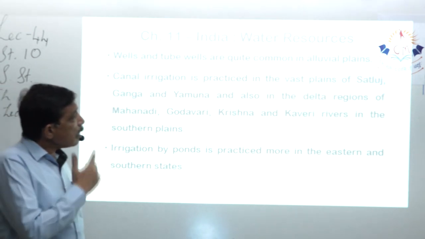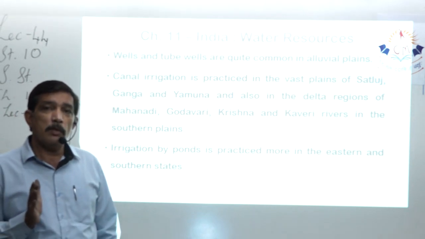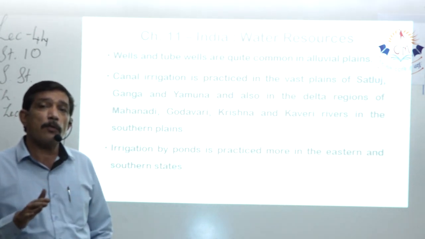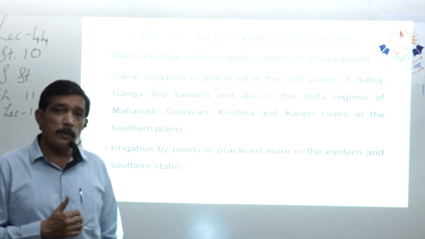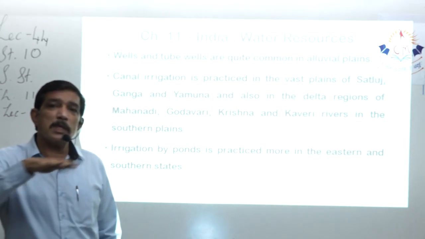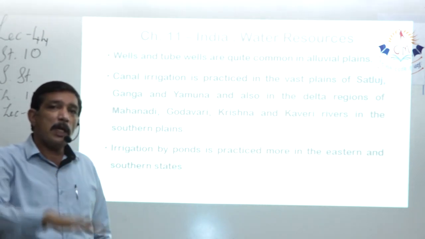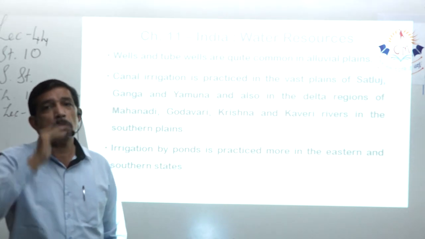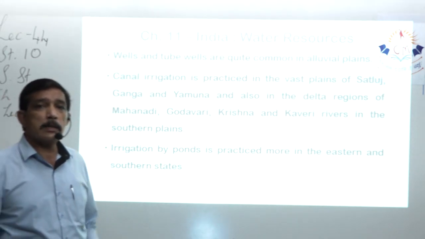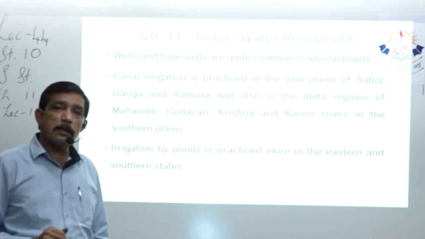Wells and tube wells are quite common in alluvial plains. Alluvial plains are those plains where rivers are flowing and deposit their silt on the sides. Then only alluvial soil will be available. Now where rivers are flowing with lots of water, the nearby areas will have the water table quite near the surface, so the water table will be quite high near the surface of the land.